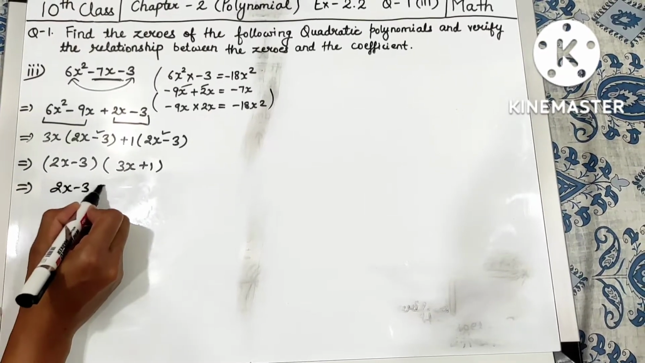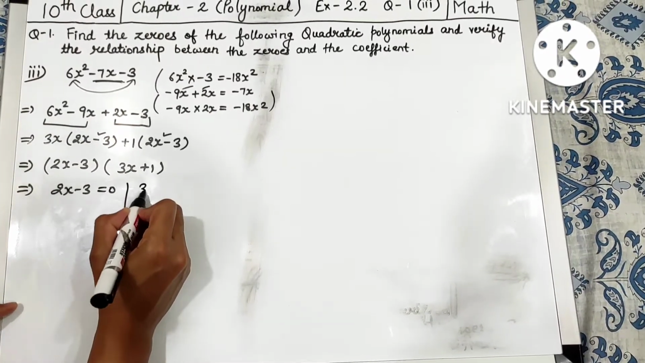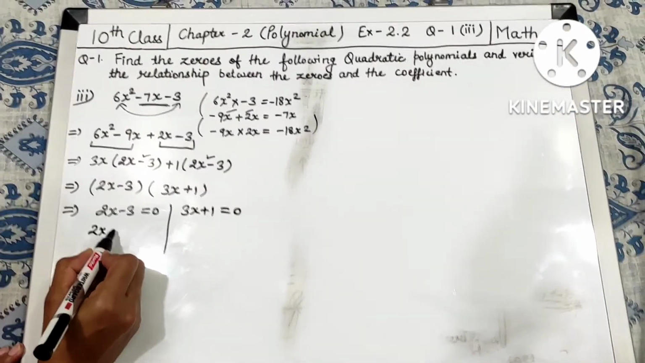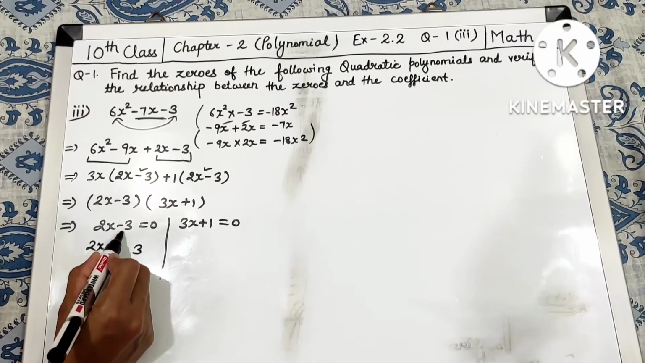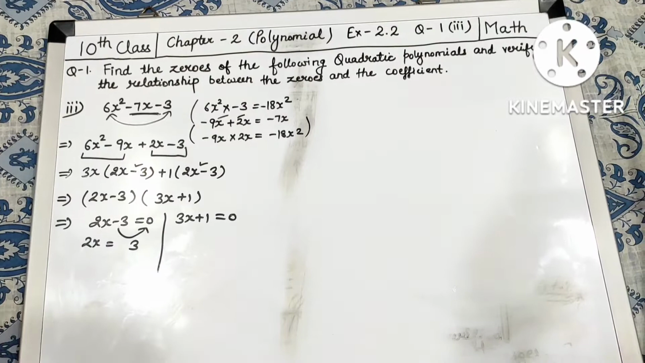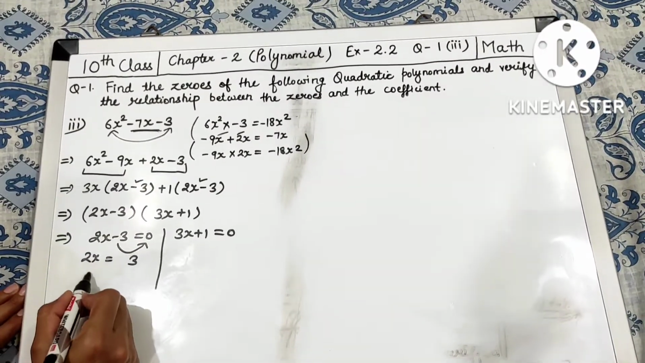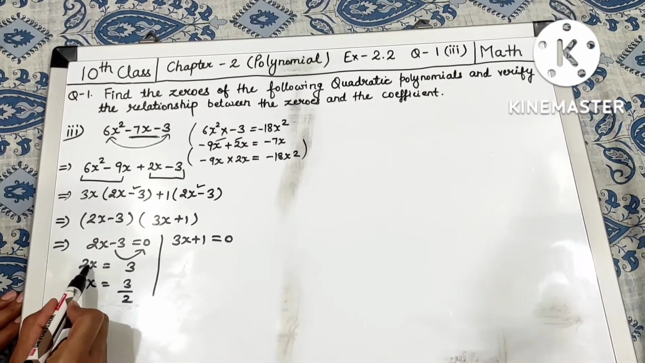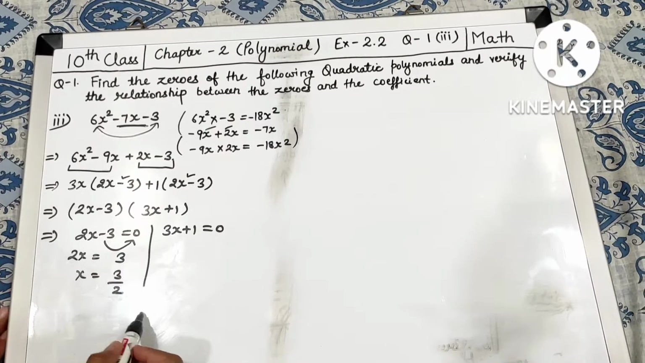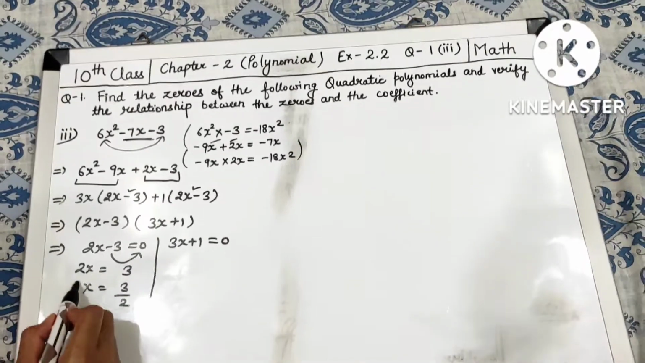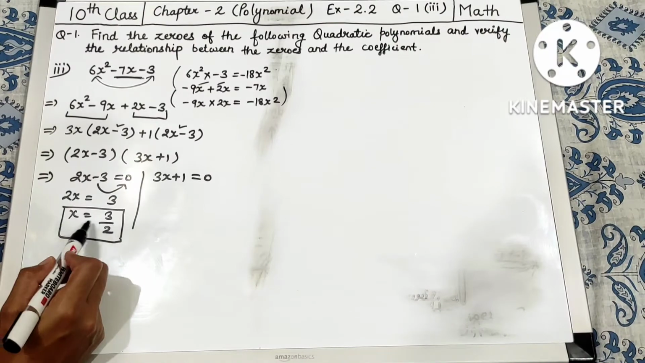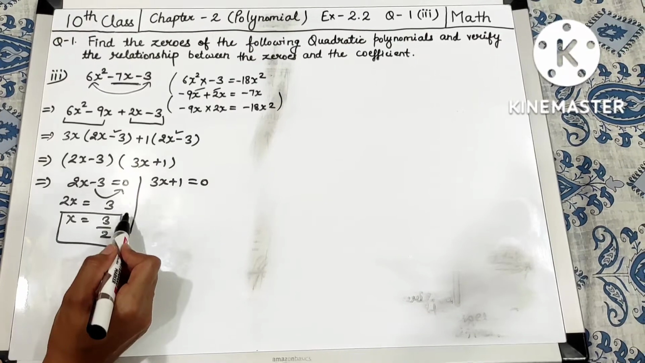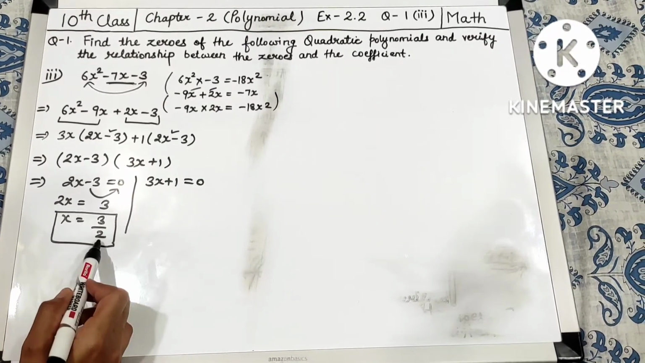2x minus 3 is equal to 0. 3x plus 1 is equal to 0. 2x is equal to 3, because here it is minus and it will become plus on the other side. x is equal to 3 upon 2, because 2 is in multiply here, and when we take it to the other side, then it will come on the divide.